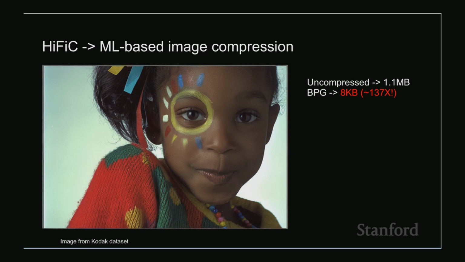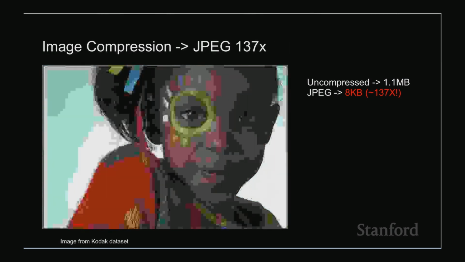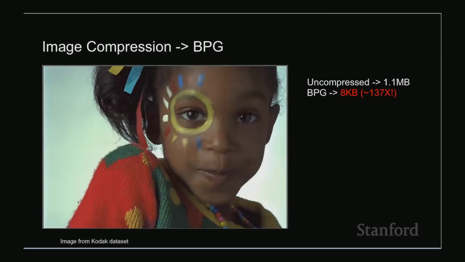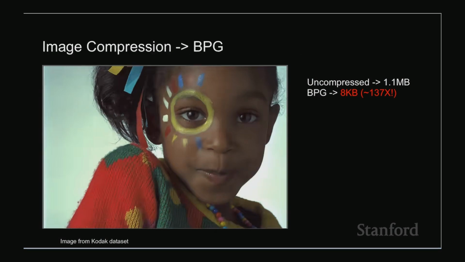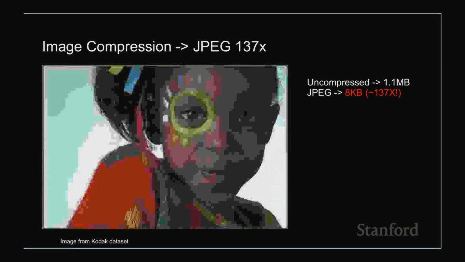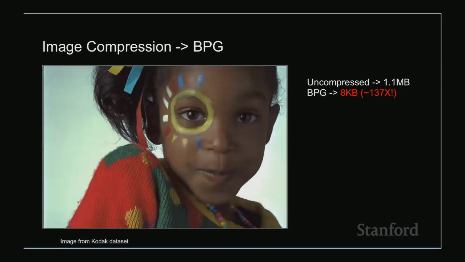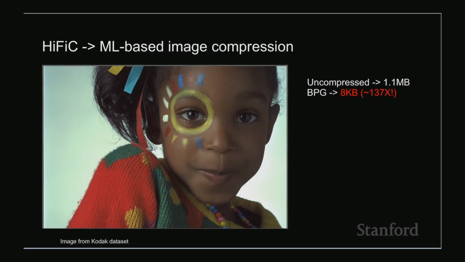Okay, so this is what you get using an ML based image compressor. Let's go from the top. JPEG, 8 KB. BPG, a modern traditional compressor, at 8 KB. ML based at 8 KB. So the differences, can you see? This one jumps. I don't know if you were able to see, but the face is much smoother. We'll post these slides, go look at them.